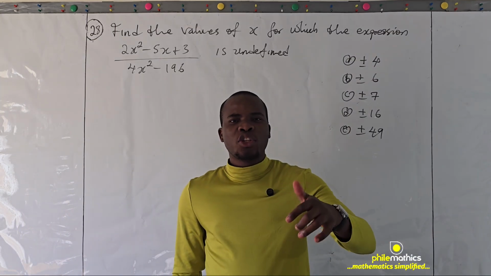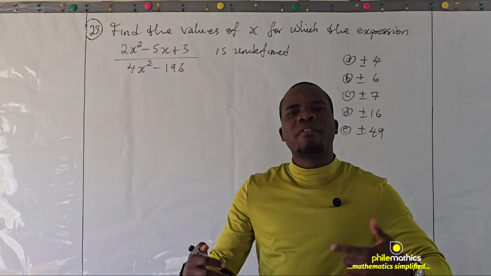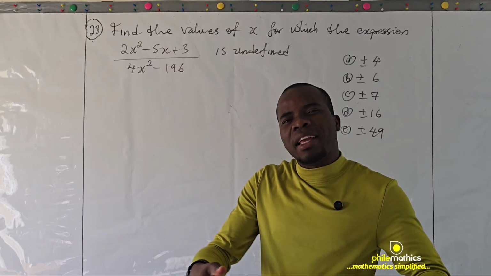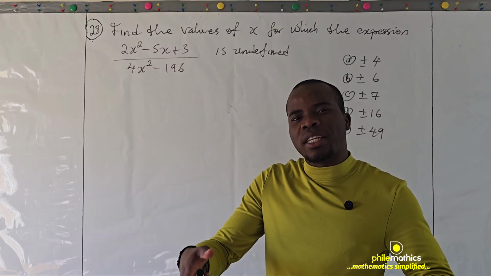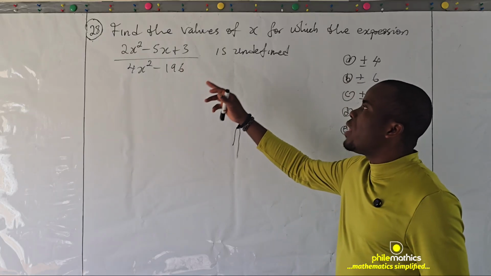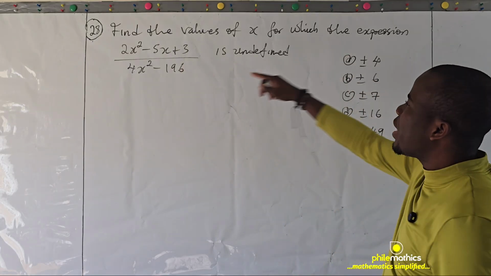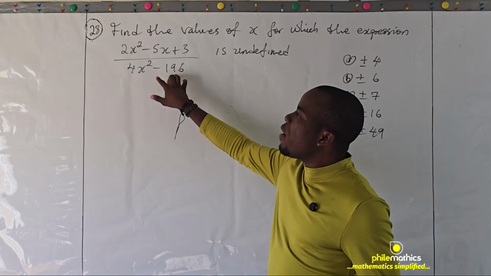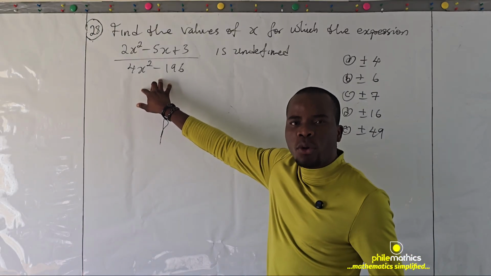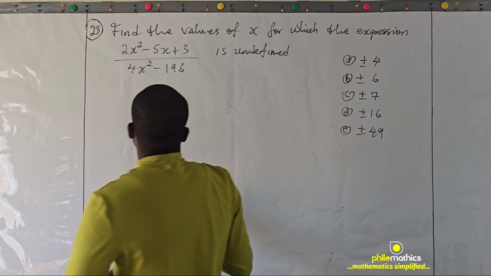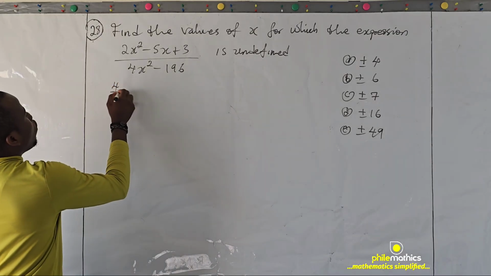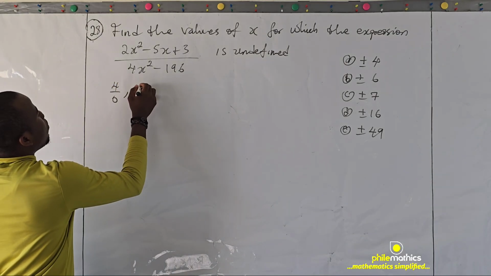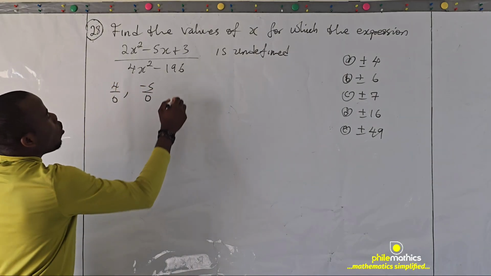The 28th question of NECO 2025 is about finding a point where a rational expression is undefined. And we are told to find the values of x for which the expression is undefined. It is simply to find where the denominator is 0, because we know that numbers like 4 over 0, minus 5 over 0, they are all undefined.